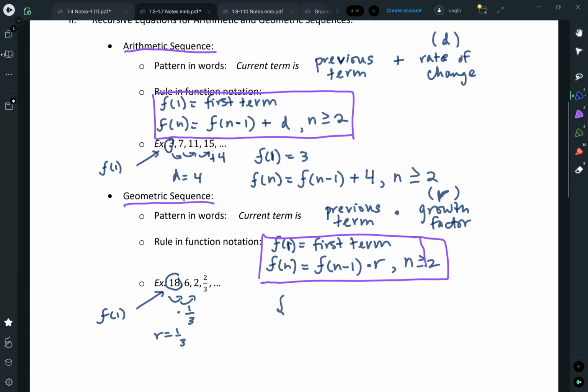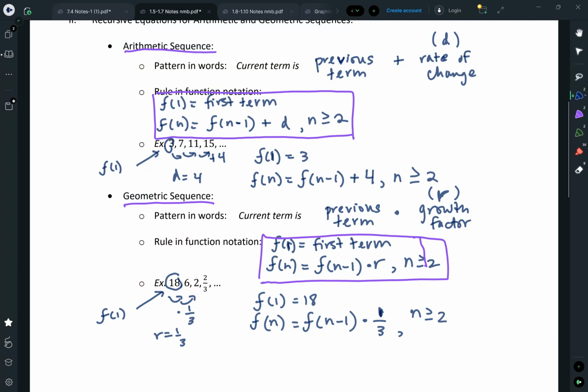F of 1, it's a little bit messy. F of 1 equals 18. And f of n equals f of n minus 1 times 1/3. So you take your previous term, whatever came before, and multiply it by 1/3. And this again is for n greater than or equal to 2.